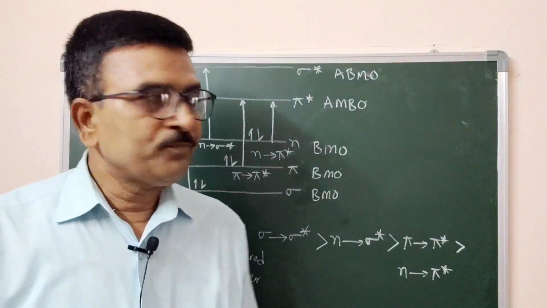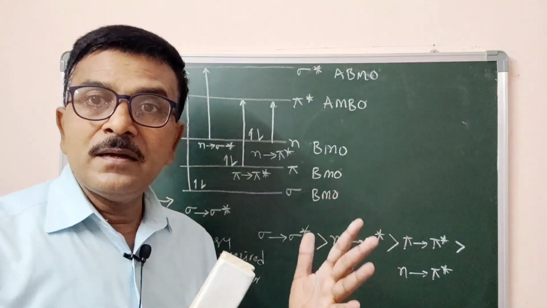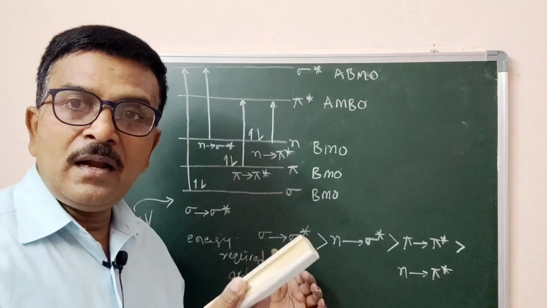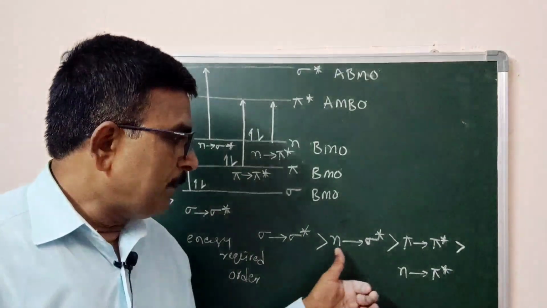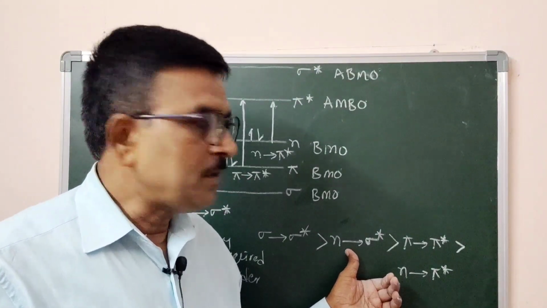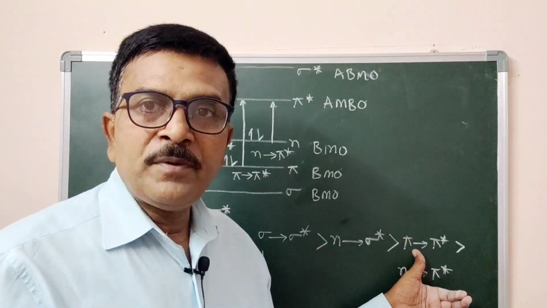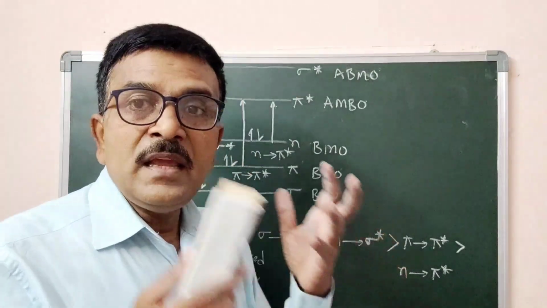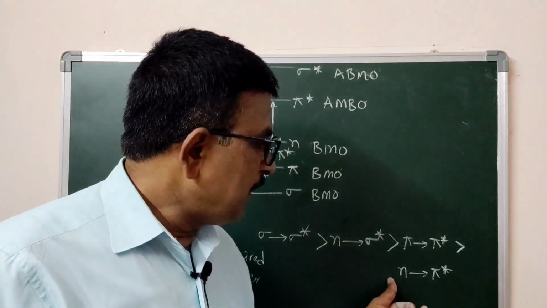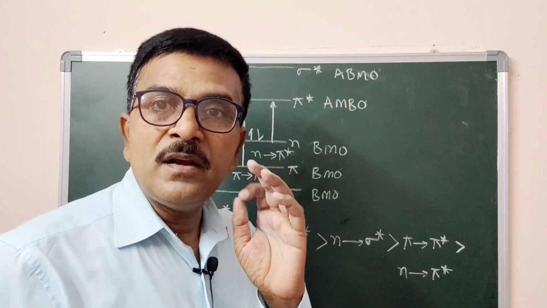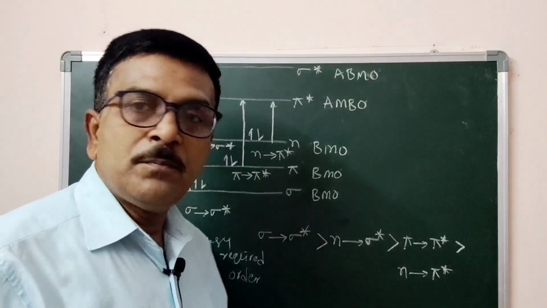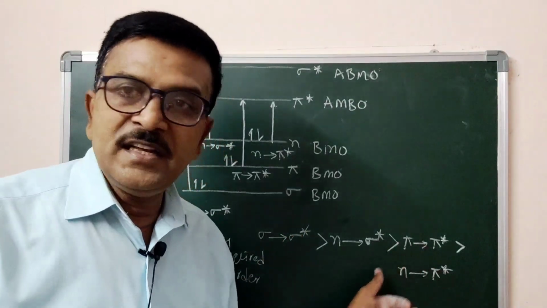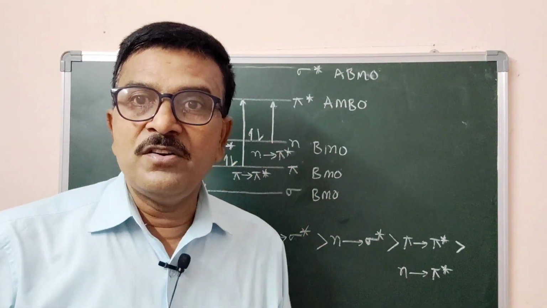So this picture, a diagram, represents that the energy required for sigma to sigma star transition is higher when compared with n to sigma star transition, or when compared with the pi to pi star transition and n to pi star transition, where the energy required for n to pi star transition is lesser when compared with sigma to sigma star. Is it clear? So this is the energy required order for various transitions.